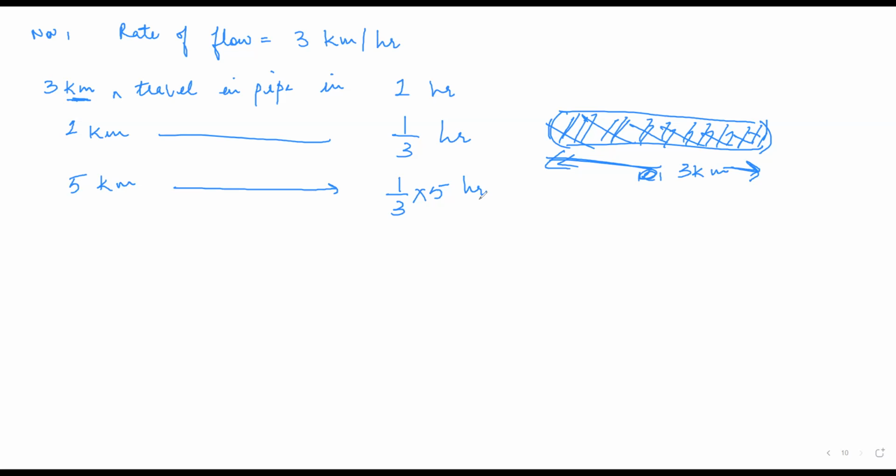Or now you can convert this hour into minutes if you wish. So this is 5 by 3. So 1 hour can be written as 60 minutes, right? And now if you just simplify it, 3 into 20 is 60, and 5 into 20 is 100. So it becomes 100 minutes. So in 100 minutes, the tank will be filled.